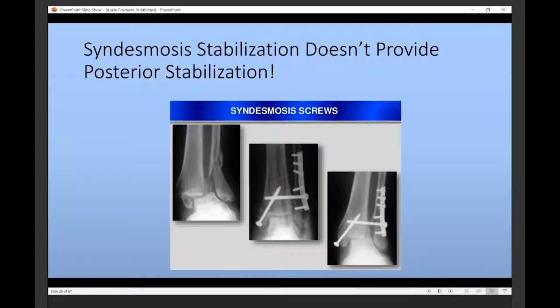So we try and fix posterior. Posterior stabilization is one of the really key things I focus on when I treat these patients. We know that syndesmotic stabilization doesn't provide posterior stabilization, so you just can't put syndesmotic screws in to fix the posterior fiber. Some of the worst ones I've seen have been from this sort of technique.